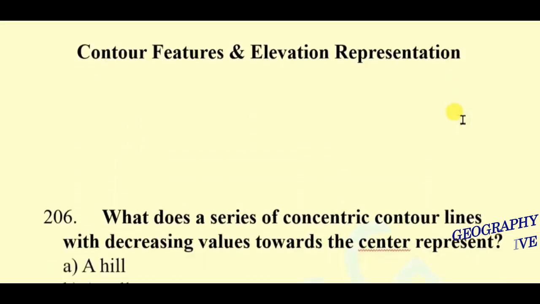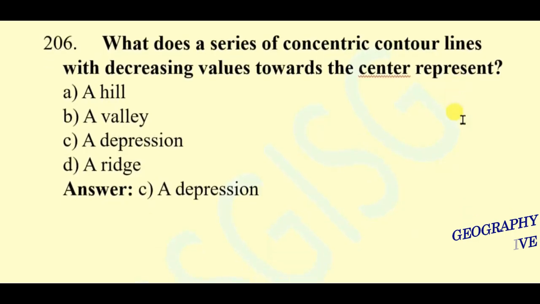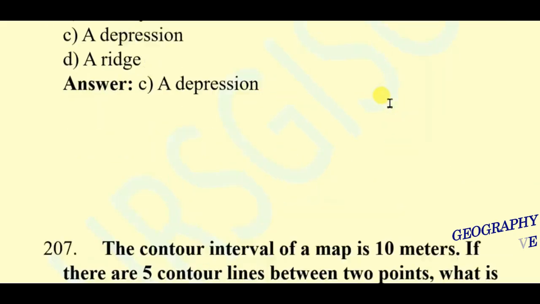Contour features and elevation representation. Question 206. What does a series of concentric contour lines with decreasing values towards the center represent? A hill, a valley, a depression, a ridge. Here the right answer will be a depression, because it is decreasing towards the center. So it will be depression.